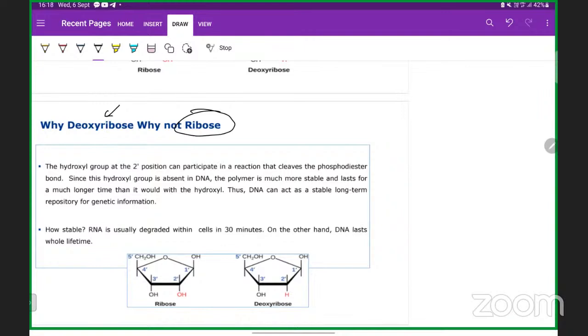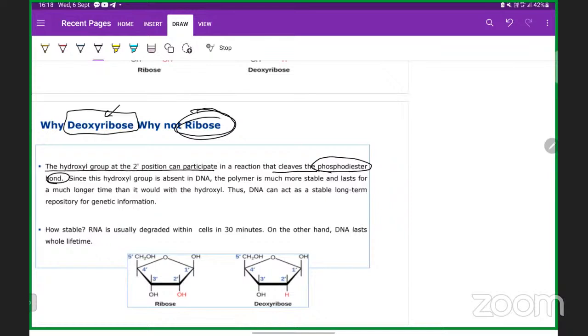We use deoxyribose. Okay, and why not ribose alone? That was the question, isn't it? So we use deoxyribose because the hydroxyl group at the 2 position can participate in a reaction that cleaves your phosphodiester bond. So in DNA, the hydroxyl group is absent.